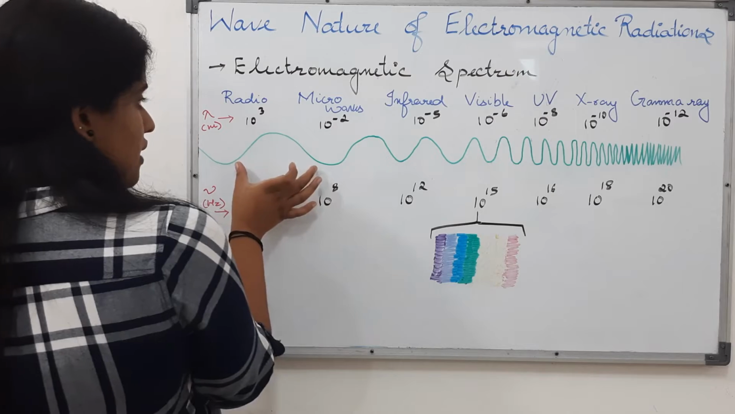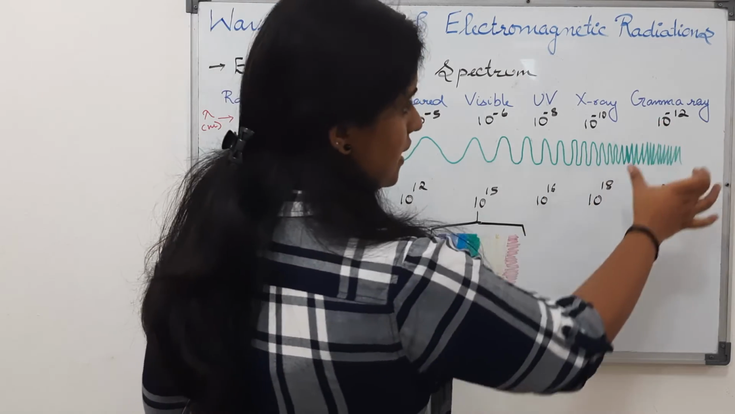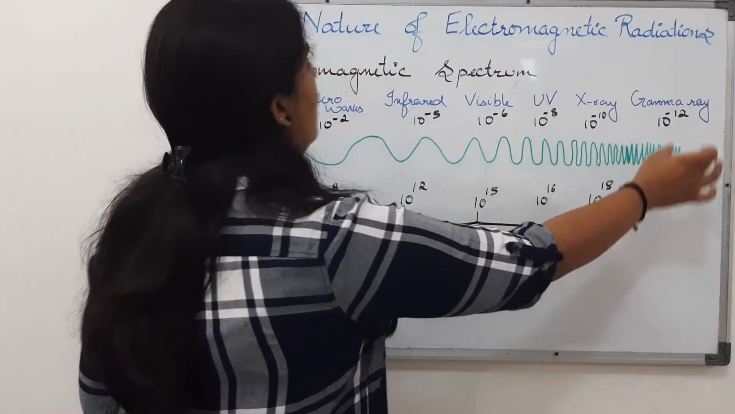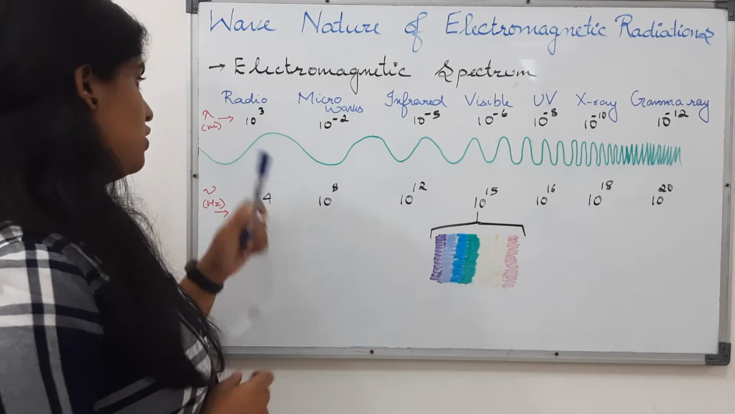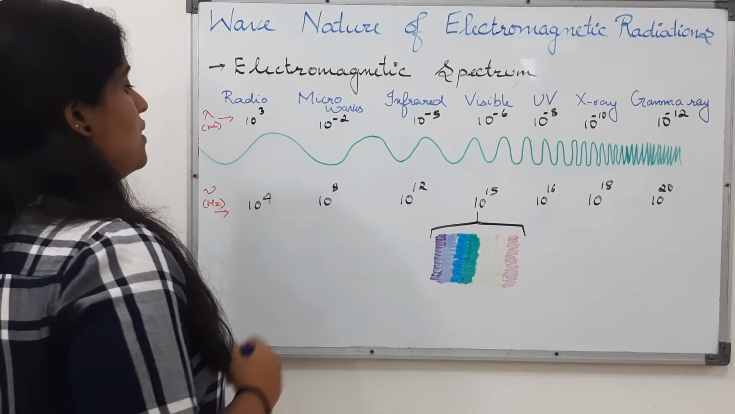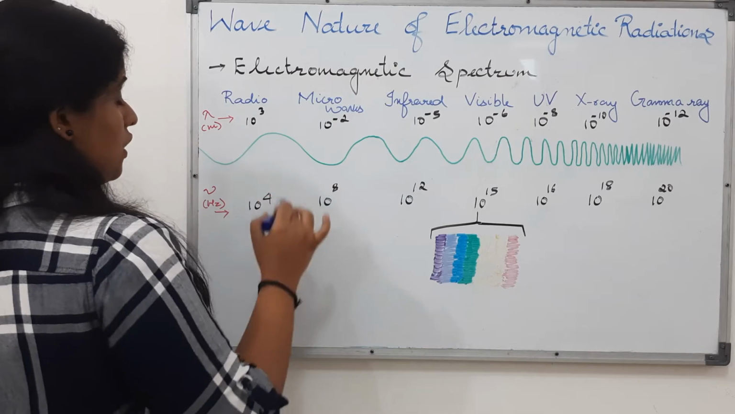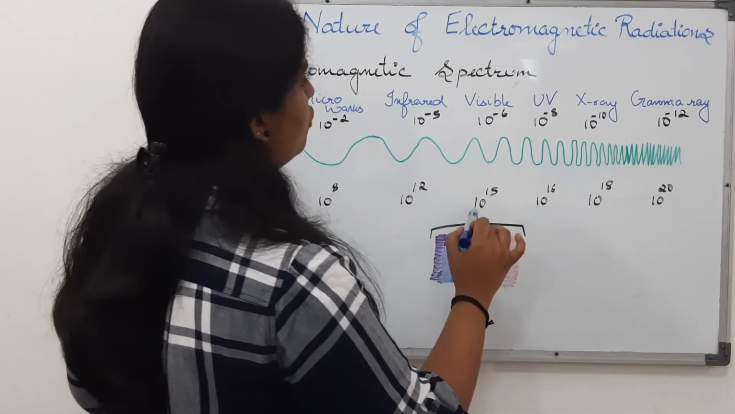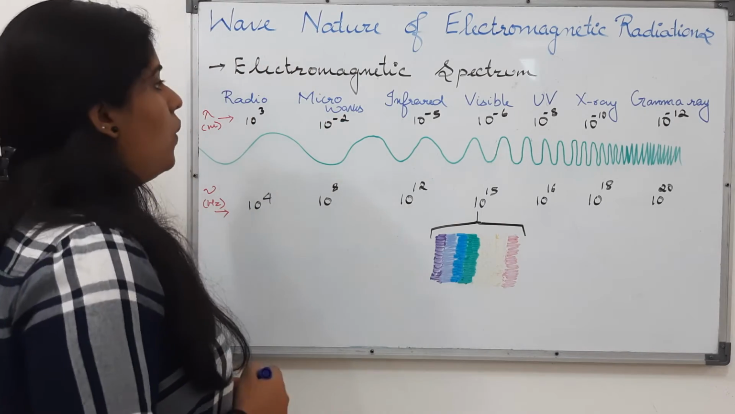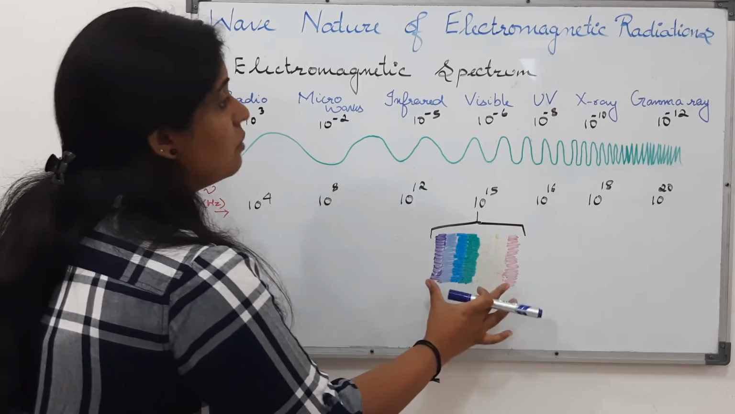That is why here you can see the waves are longer, so they have longer wavelengths. But as you move towards the gamma rays, the waves get shorter and shorter, and they have very low wavelengths in terms of meters. These values are written. Now if I talk about the frequencies, this is the increasing order of frequencies in hertz. Radio waves have the lowest frequency, and as you reach gamma rays, they have very high frequencies.